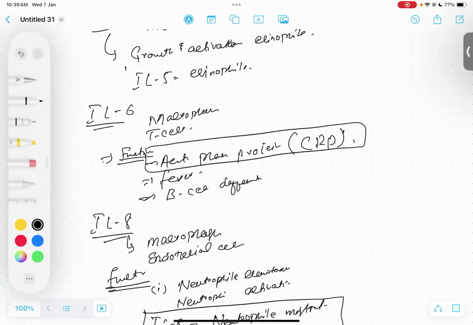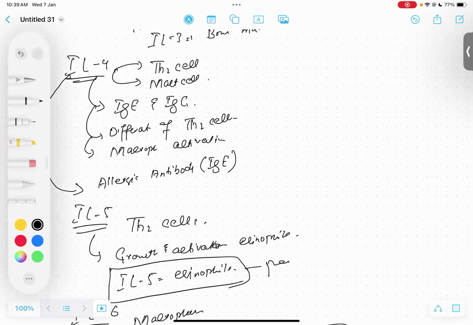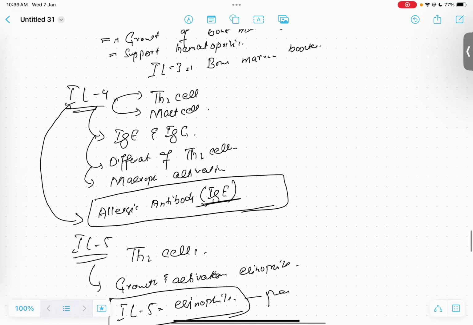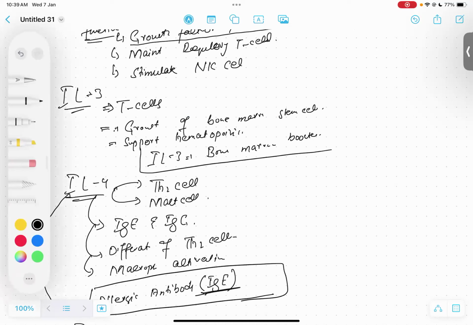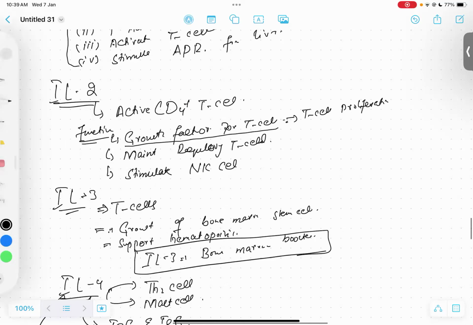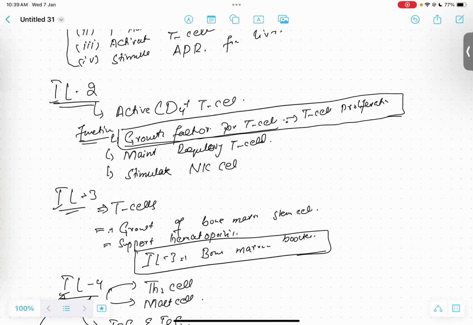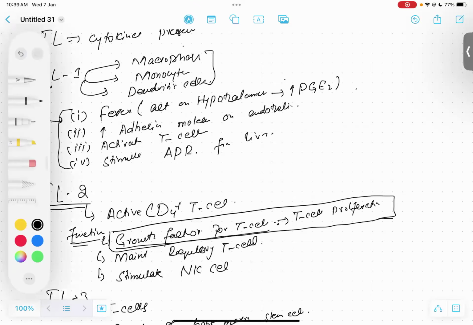And interleukin 5 is usually associated with eosinophils, meaning parasitic infections, and interleukin 4 is usually associated with allergic reactions because it leads to activation of IgE, and interleukin 3 is a bone marrow booster, and interleukin 2 is a growth factor for T cell proliferation. So remember that. And interleukin 1 has fever and this type of important effect. Okay, doctors?